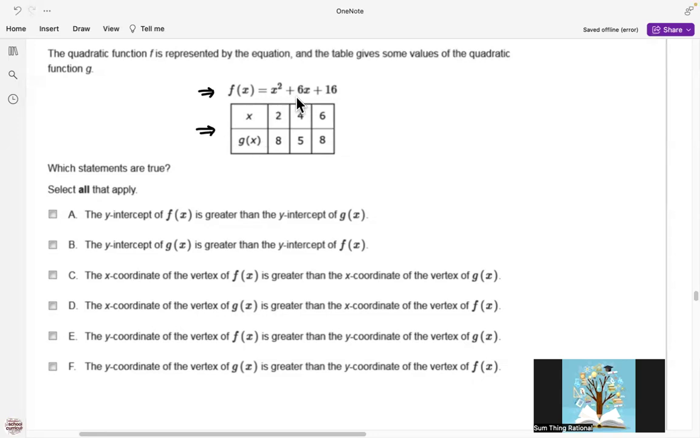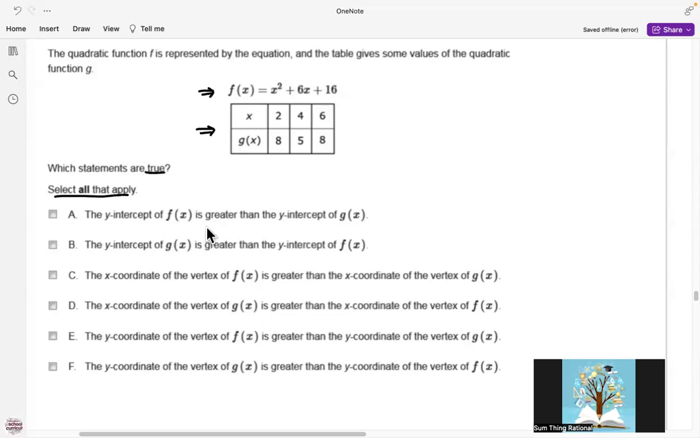If a quadratic function is given like this, we can analyze it and find its vertex, y-intercept, x-intercept, axis of symmetry, so different features of the quadratic function. Do we need them all? We need to see the options. It says select all that apply. There are 6 options here, some of them true, some of them not.